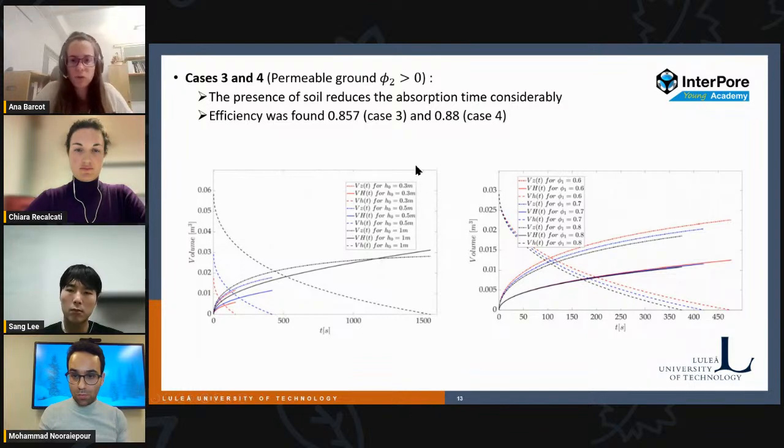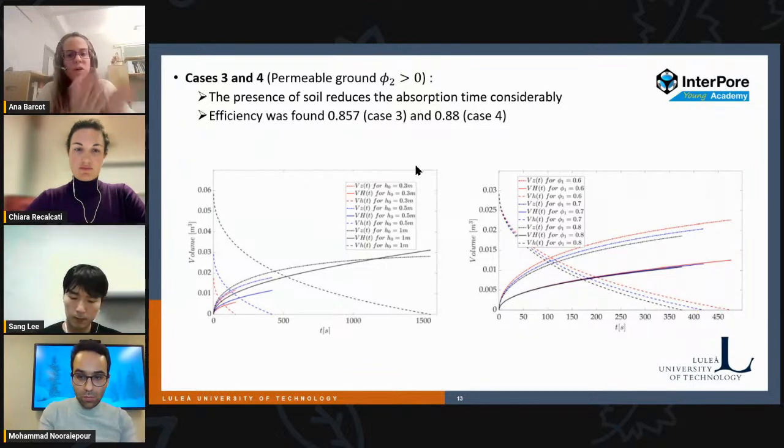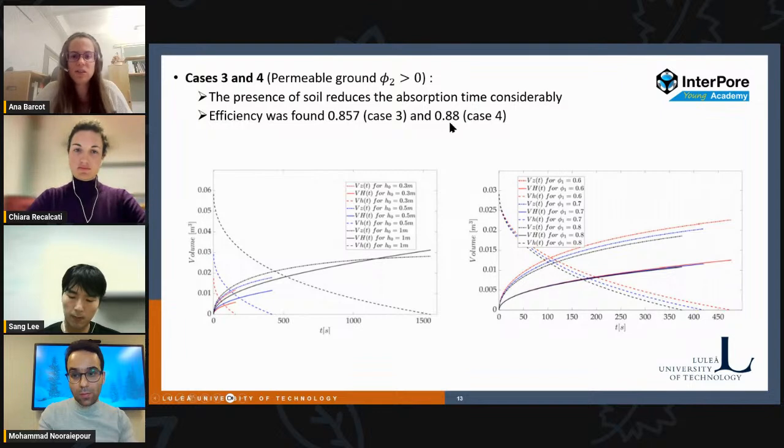Also for cases 3 and 4, we wanted to check the efficiency of the model. So we wanted to see, in terms of absorption time, when we include the model and when we don't, how efficient is the model when it comes to absorption compared to the soil as a sole absorber of the water? So we found that in case 3, it's 0.857, and in case 4 it is 0.88. So basically in case 4, we include the rain, and we do expect that, yes, it will have higher efficiency.